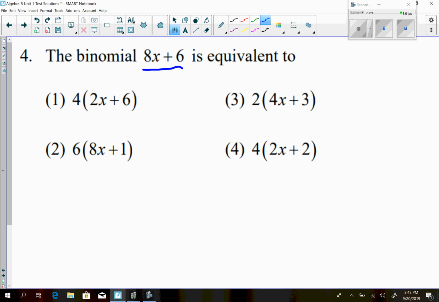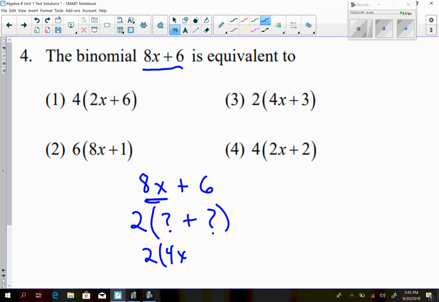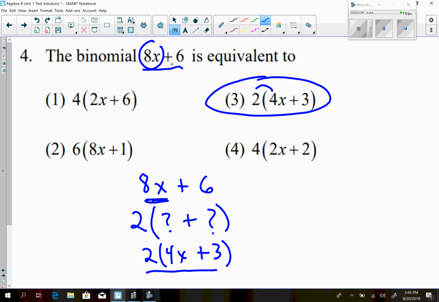8x plus 6 is equivalent to... 8 and 6 are both even numbers. That means they're both divisible by 2. 2 times something has to be 8x, and 2 times something has to be 6. I write 4x here because 2 times 4x is 8x. And over here after the plus I write 3 because 2 times 3 is 6. This is choice 3. 2 times 4x is 8x, and 2 times positive 3 is positive 6.